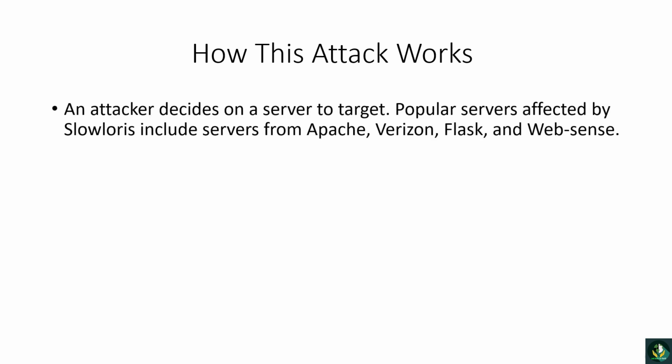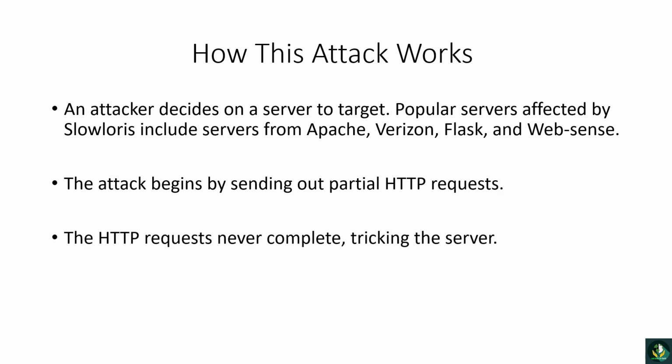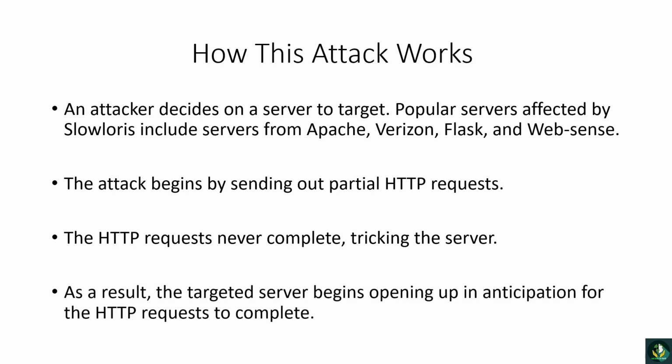So Slowloris attacks can take place in a couple of steps. First, an attacker decides on the server to target. Popular servers affected by Slowloris include Apache, Flask, and WebSense. The attack begins by sending out a partial HTTP request. The HTTP request never completes, and this tricks the server. As a result, the targeted server begins waiting in anticipation for the HTTP request to complete.